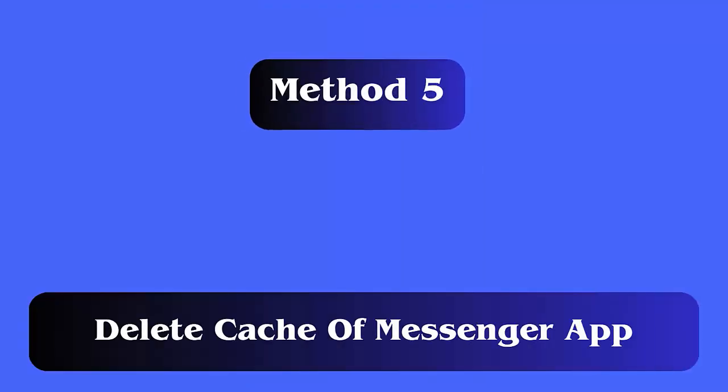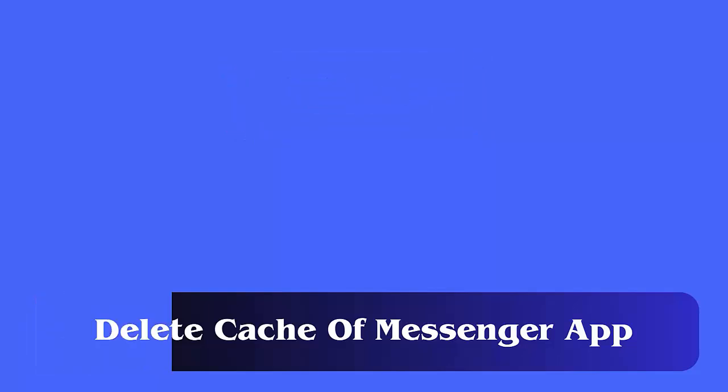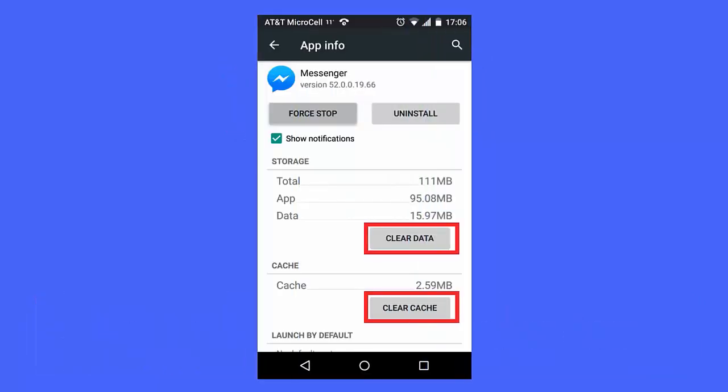Method 5. Delete cache of Messenger app. Follow the steps. Long press on the Messenger app icon to open the app info menu. Select storage and cache. Finally, tap on clear cache to remove the cache data.